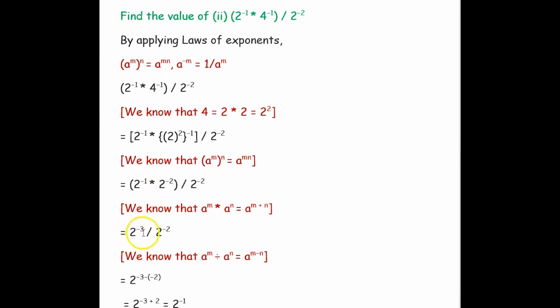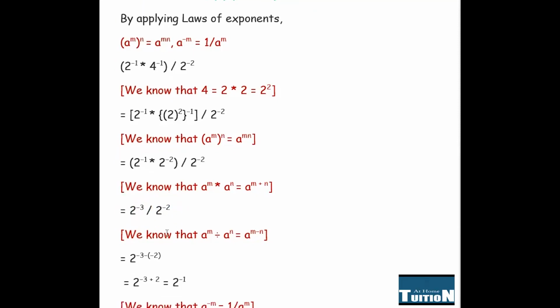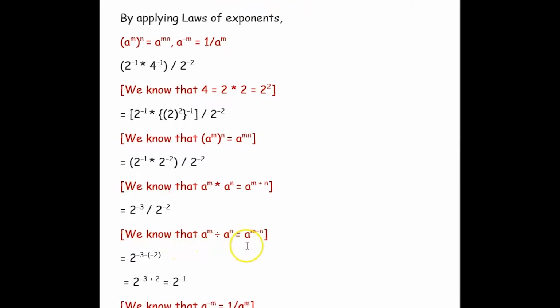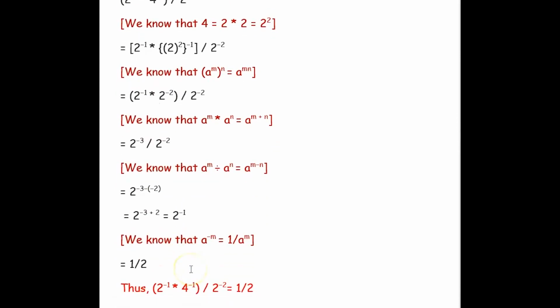So 2 raised to the power negative 3 divided by 2 raised to the power negative 2. So we know that a raised to the power m divided by a raised to the power n equal to a raised to the power m minus n. So 2 raised to the power negative 3 minus negative 2, okay, so that is minus 3 plus 2. So 2 raised to the power negative 1.